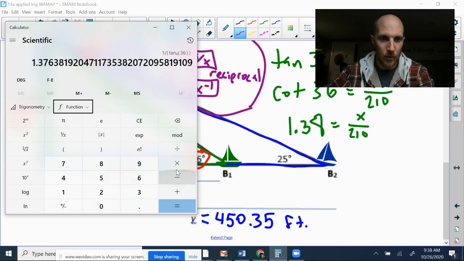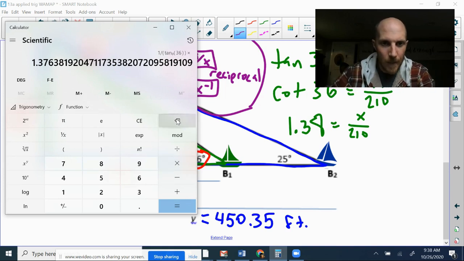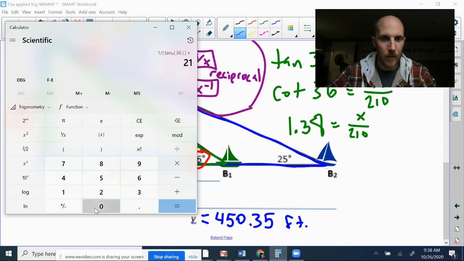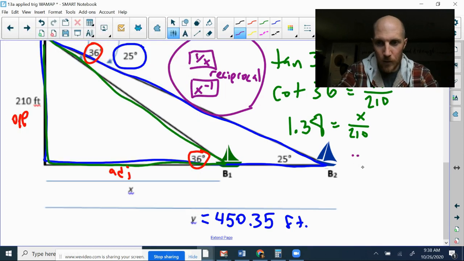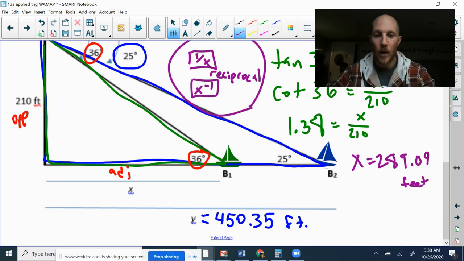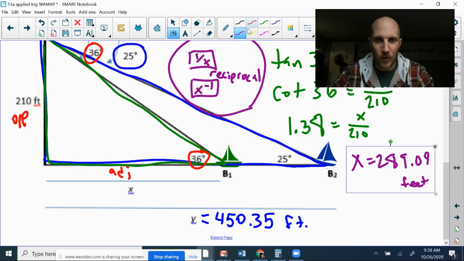Times 210. I can see, but it's still going to do the right thing here. So the reciprocal of tangent was, yeah, I got cotangent multiplied by 210. Great. Okay. Whew, thought I hit a weird button on the calculator. So 289.04 feet. Okay, so I should write that in green. That is my green distance.